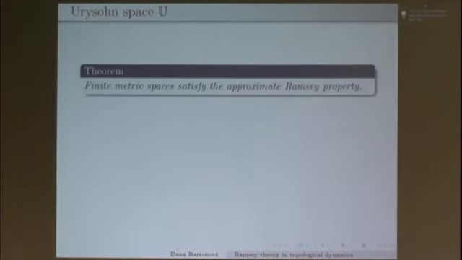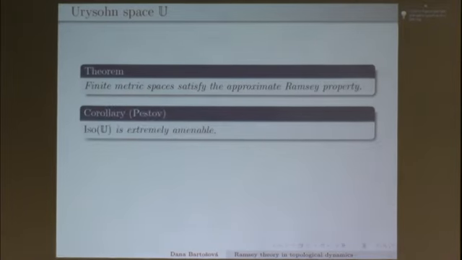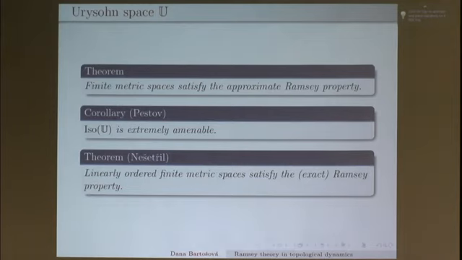And from the Banach spaces we also get a result for the Urysohn space. So Pestov proved by concentration of measure that the group of isometries of the Urysohn space, so this is the universal homogeneous object for finite metric spaces, is extremely amenable. And he proved that this is equivalent to finite metric spaces having the approximate Ramsey property, but we have a combinatorial proof of that property, and from there we can deduce extreme amenability.